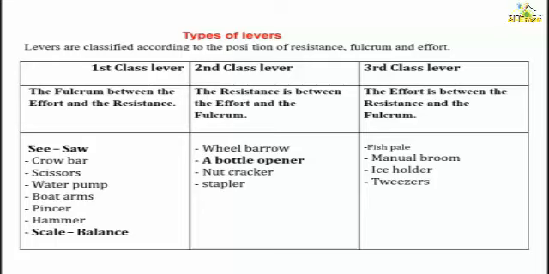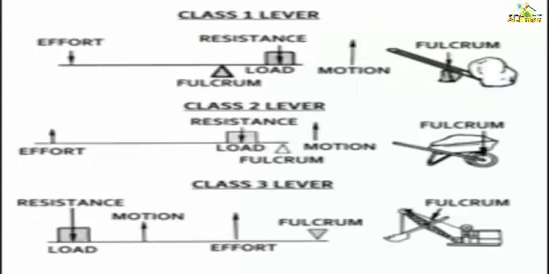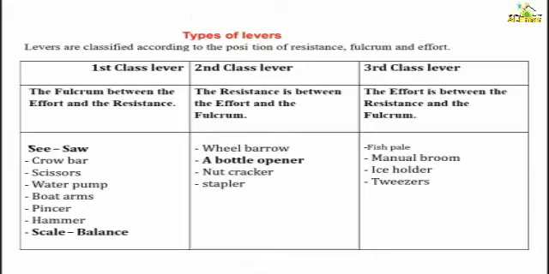The first class lever is when the fulcrum exists between the effort and the resistance, as we see in this image, the fulcrum between the resistance and the effort. Like what? Like crowbar, scissors, water bomb, boat arm, pencil, and hammer scale balance.